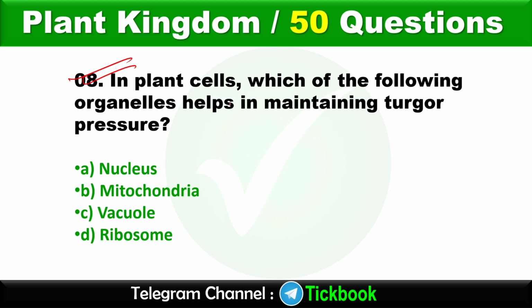Question number 8. In plant cells, which of the following organelles helps in maintaining turgor pressure? Here option number C will be the right answer, vacuole.